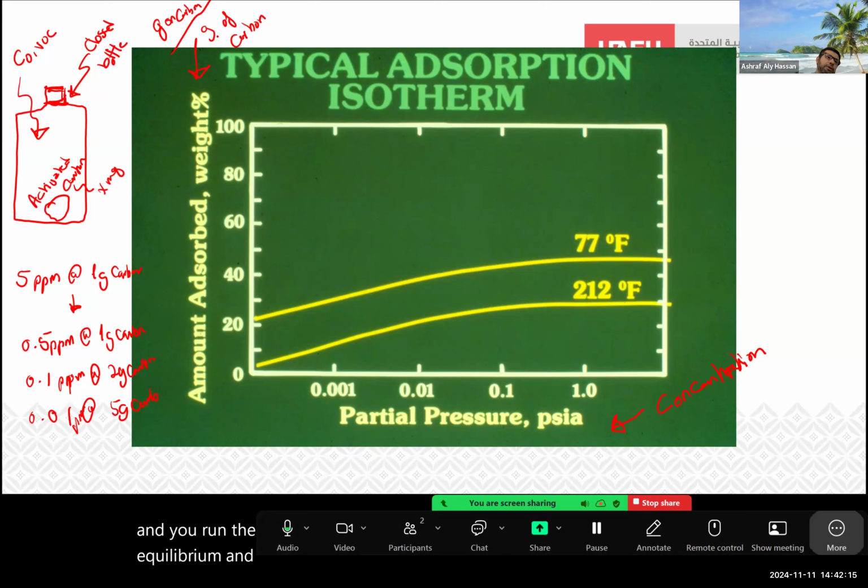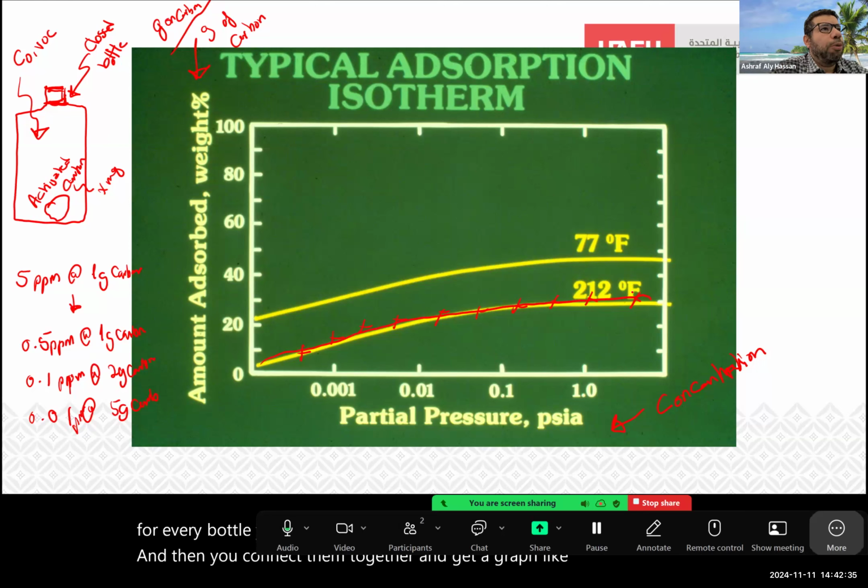And then you measure, again, the concentration in the headspace, the final concentration. And accordingly, you get a point. So for every bottle, you get one point. And then you connect them together and get a graph like this. This graph is called an isotherm.